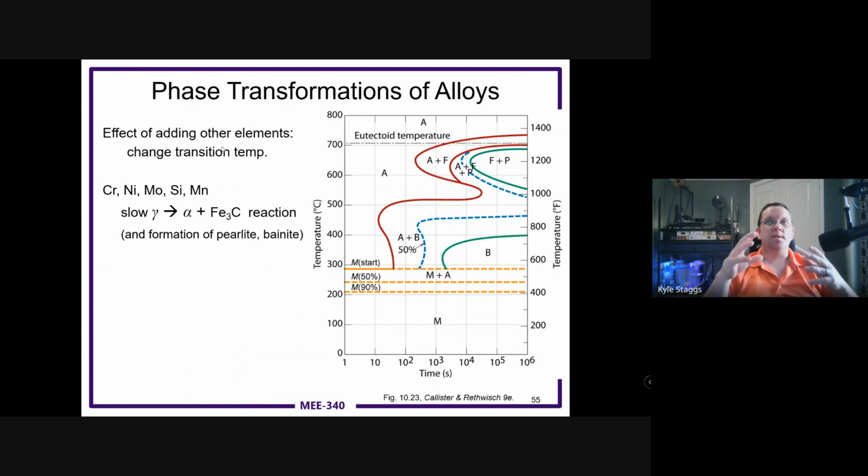What it does is it changes how the phases behave and what these phase envelopes look like, such that you have a much higher time limit, for instance, before you pass through the beginning of pearlite formation. So especially with things like chrome, nickel, molybdenum, often those are together in different ratios for hardened steels. These are grades of steels that we'll learn about the nomenclature of a little bit later, but you may have heard of them, especially in racing applications or aerospace applications, things like, oh, it's made of a chromoly steel.